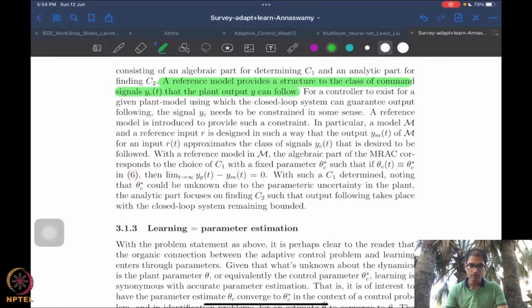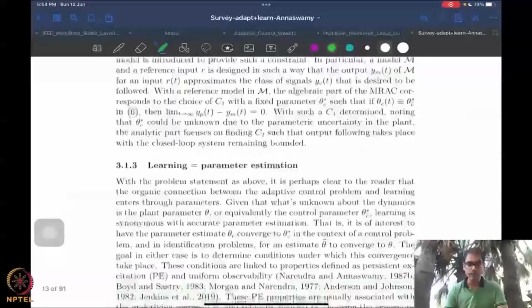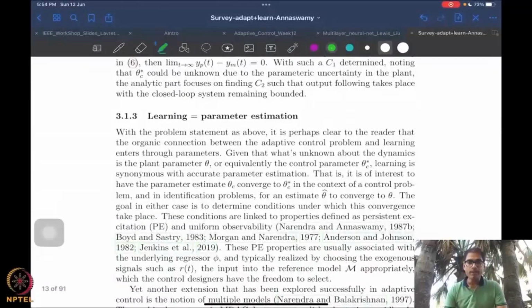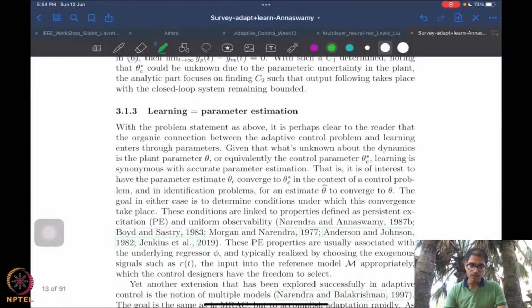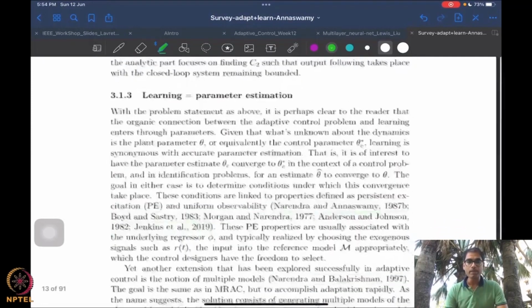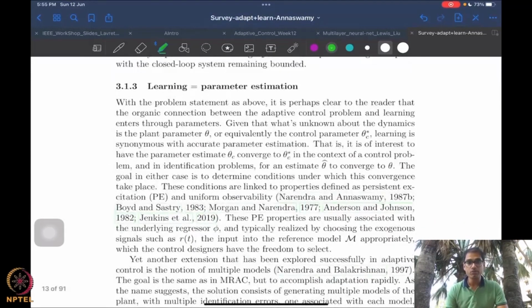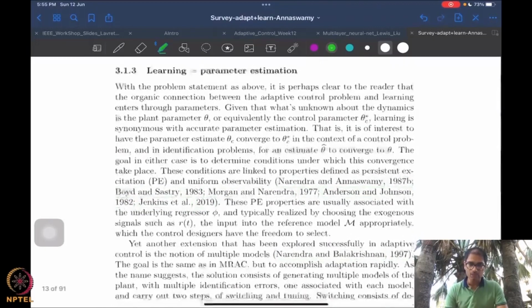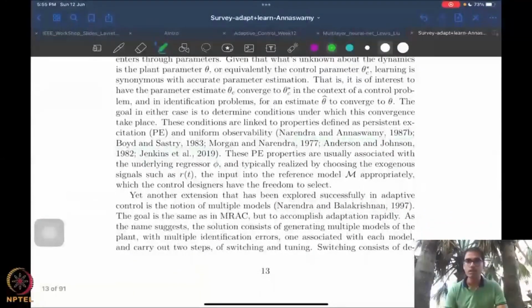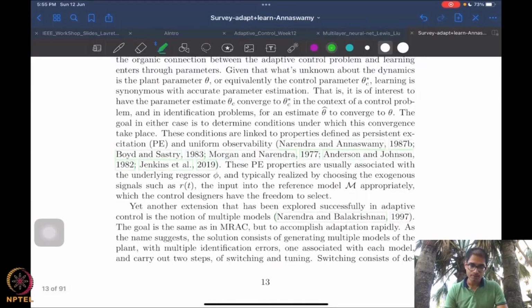So this is also something that we have seen. One of the points that this article tries to make is that learning is essentially equal to parameter estimation. In adaptive control, very much so. In the typical setting of learning for control, this is also the case. More often than not, whether it be reinforcement learning or deep learning, you are trying to learn some parameters, right?